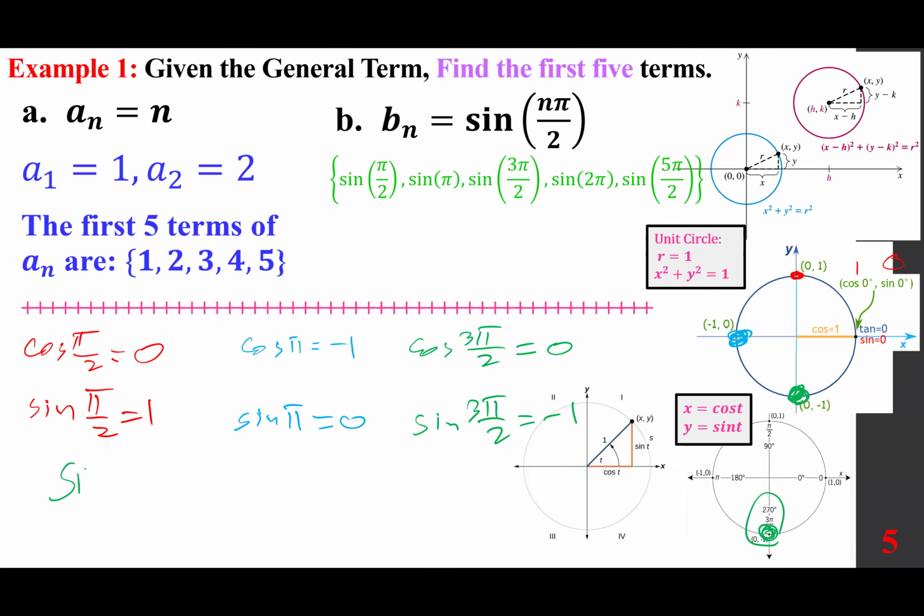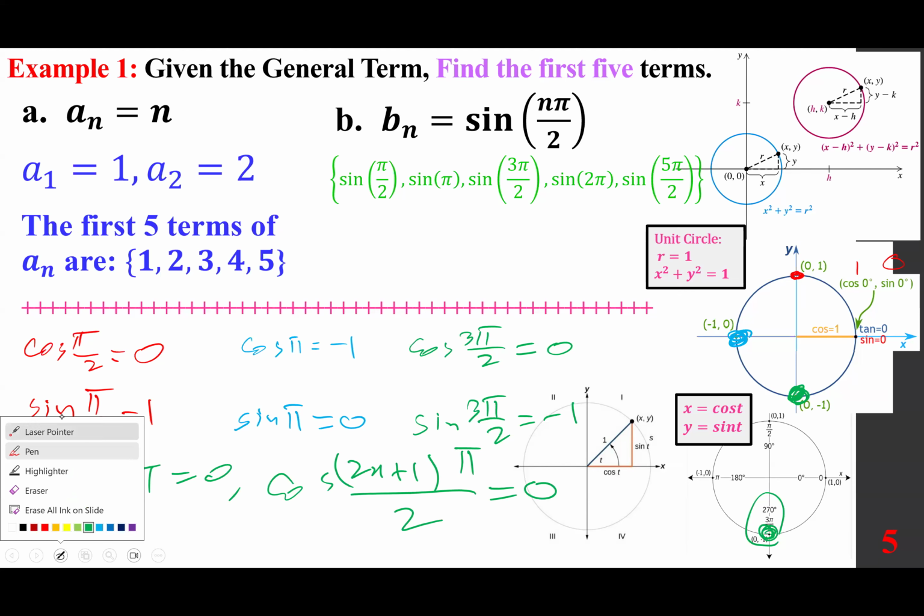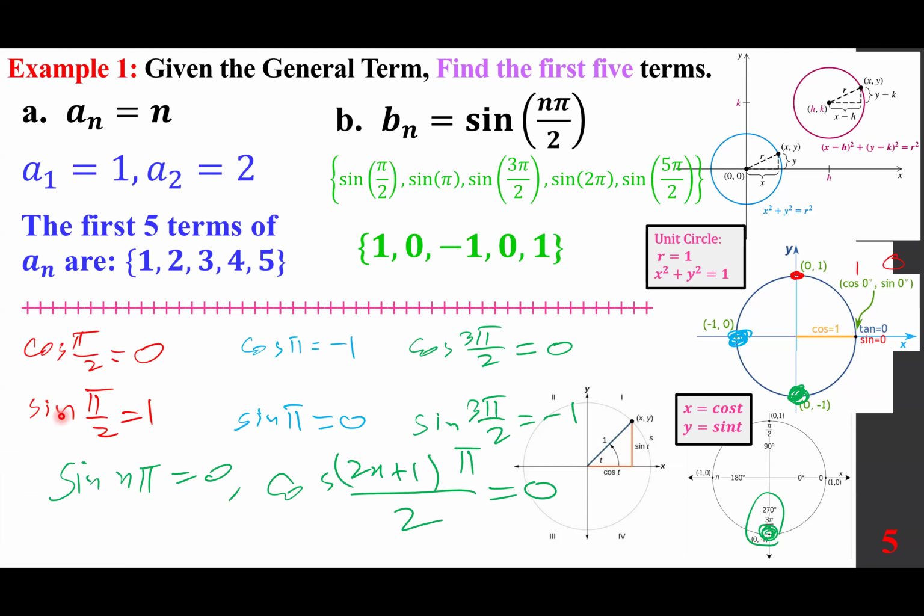And in general, reminding you, sine of n pi is 0. Cosine of 2n plus 1 times pi over 2 is also 0. So this is a piece of information from trigonometry. Therefore, we can easily find the values here. All right. Again, analytic geometry in combination with trigonometry, some basic trigonometric functions.